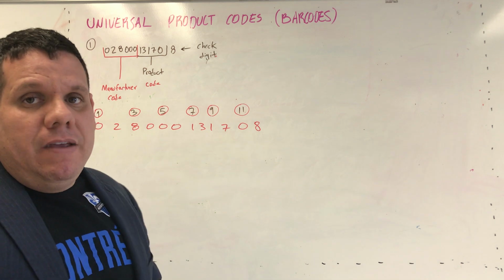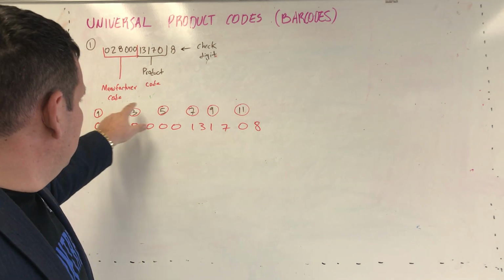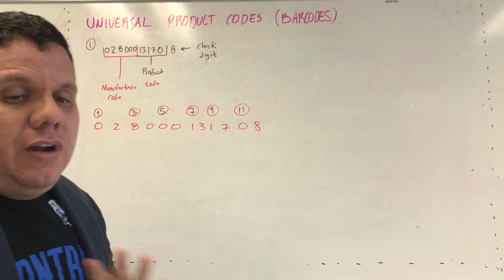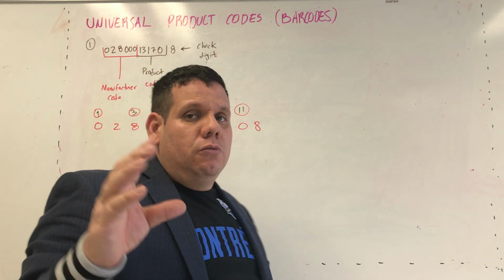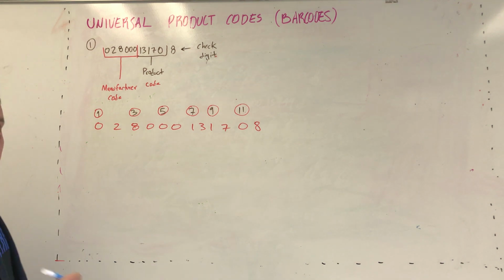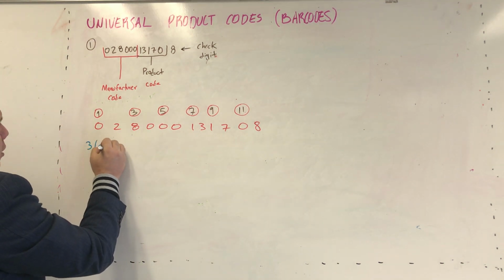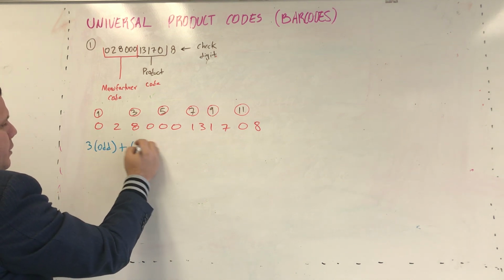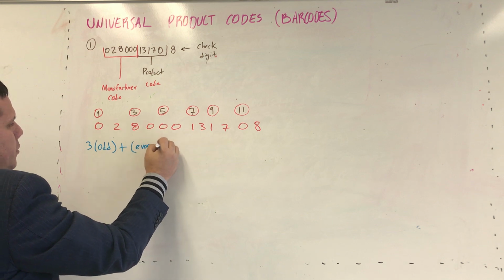And then I have even positions, okay, which is position number 2, number 4, number 6, number 8, number 10, and number 12. But I don't really need them at this time, okay? Let's focus our attention on the odd positions. All right, so what we need to do to validate the code is multiply the odd positions times 3, plus the addition of the even positions.